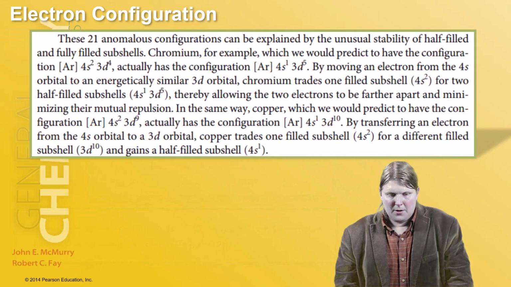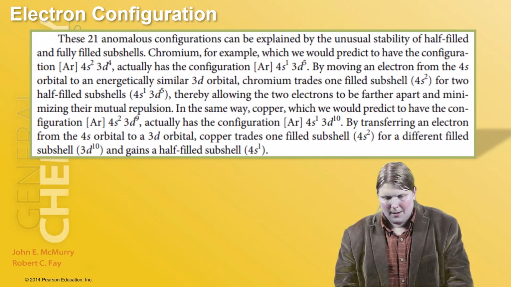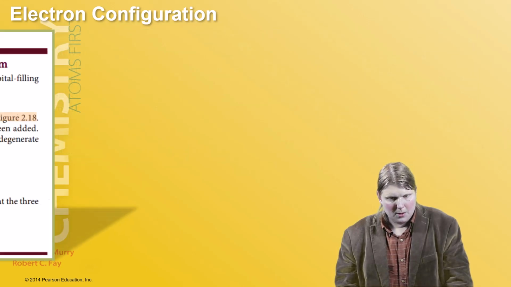So they talk here about some anomalous configurations, right? We know that chromium, if you have a d4, you gain an extra electron. If you have a d9, then you gain an extra electron. So 4s go to 5 and 9s go to 10. Again, not a major topic, but just something to make note of.